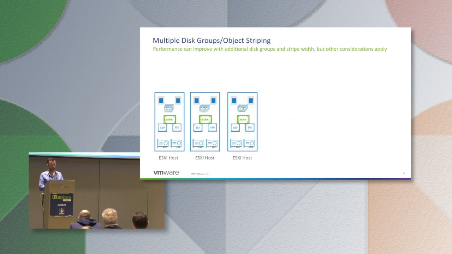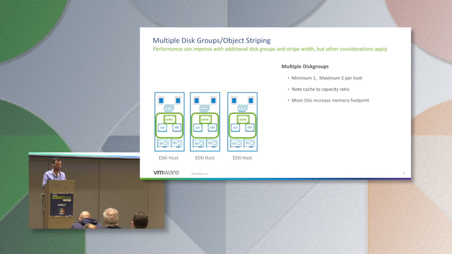So disk groups. I talked about disk groups, and what you can do with them. We can have a maximum of 5 disk groups per server. The minimum disk group is 1 cache and 1 capacity device. More disk groups, as I mentioned in the memory section, will increase your memory footprint.